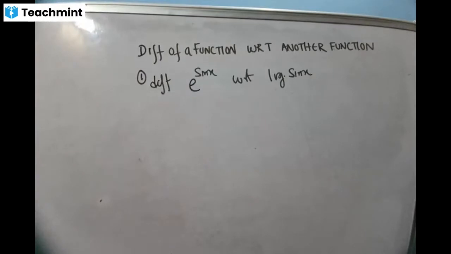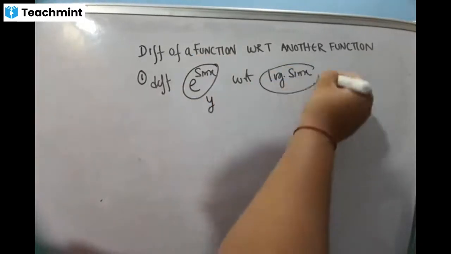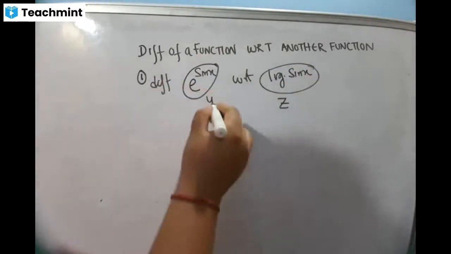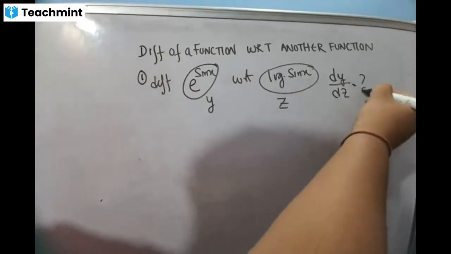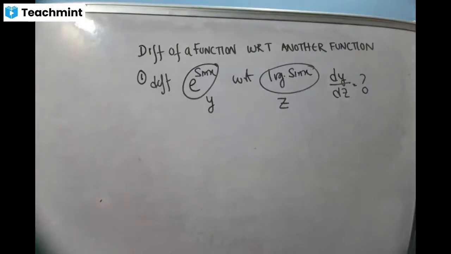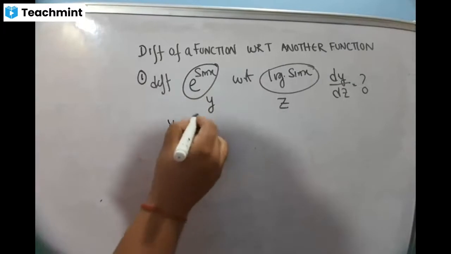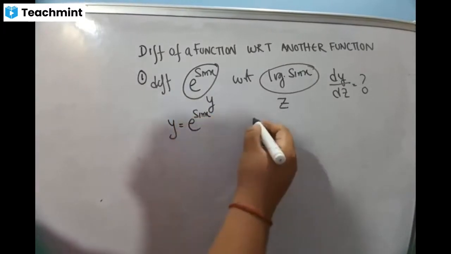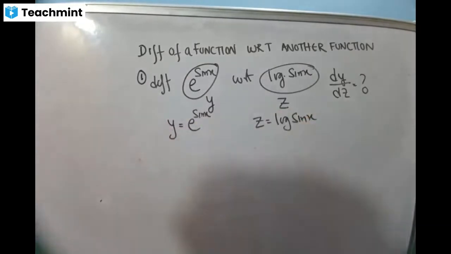We convert this into a parametric equation. How do we convert this into a parametric equation? Call this y and call this z. So differentiate y with respect to z means dy by dz. So you have converted this into a parametric equation. You have taken y equal to e to the power sin x, and you have taken z equal to log sin x. Didn't you get two equations? So two equations, it becomes a parametric equation.